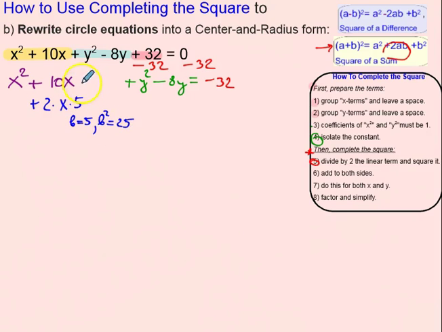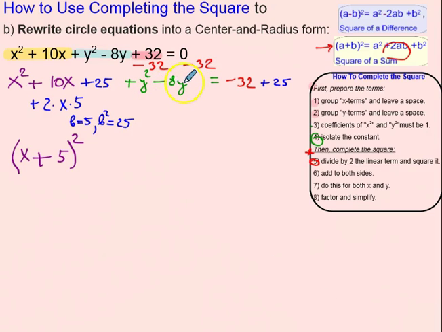So I will want the third term that right now is missing to be a positive 25. So I'm going to add it right now to the left side. But then, of course, to keep my equation balanced, I would have to add it to the other side as well. This will allow me to rewrite the trinomial for x as a square of the sum where my variable is x and the second term of the binomial is 5.